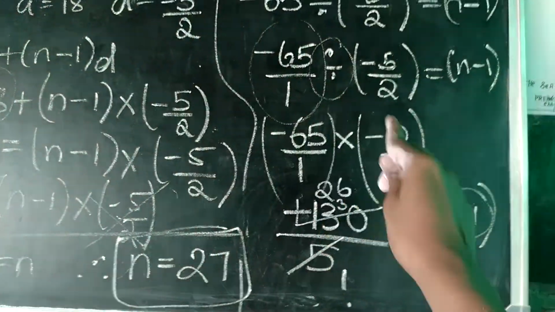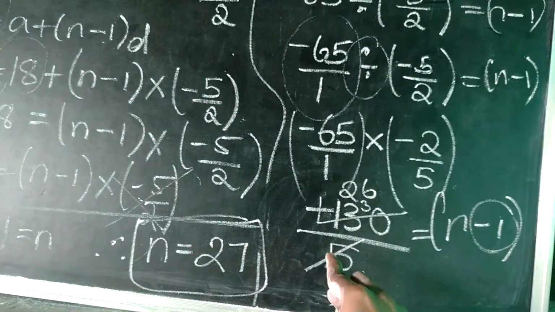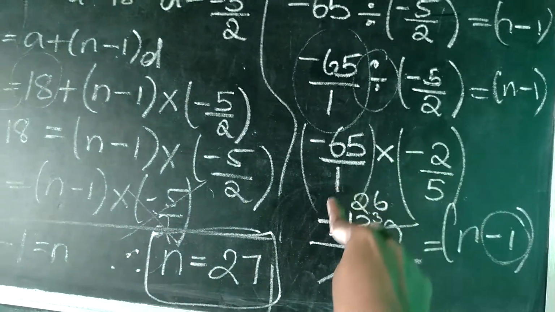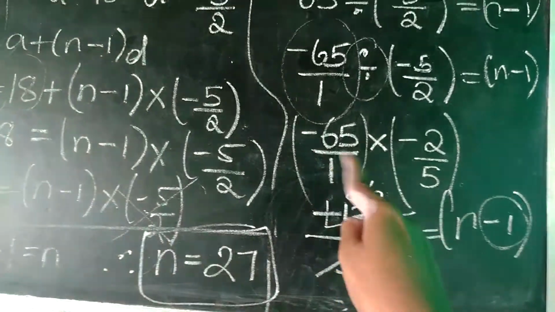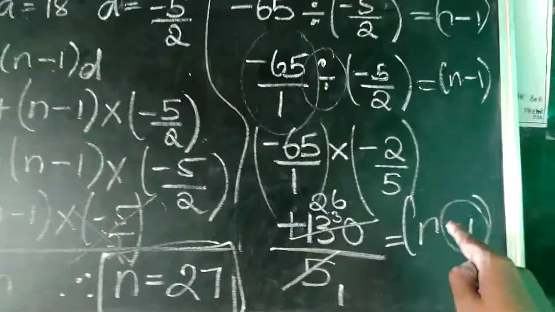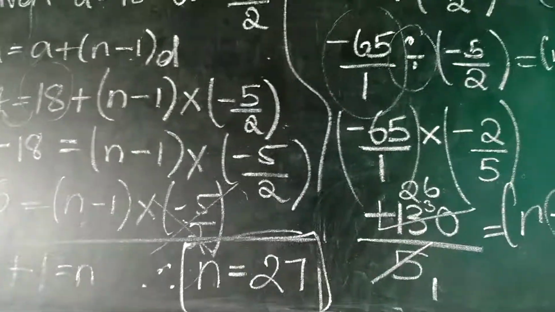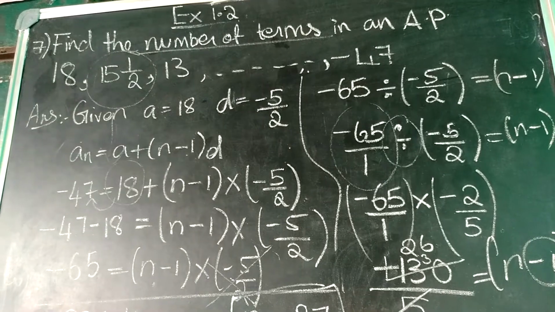Okay, just multiply the numerator and numerator, it is 130. Denominator and denominator, it is 5. 5 ones are 5. 5 twos are 10, 5 sixes are 30. Minus into minus also you have to calculate and write it as plus 130. When it gets cancelled, it will get cancelled to 26. Shift this minus 1 also that side, it will become 26 plus 1 equals n. So n equals 27. So this is the way you have to solve this kind of problem.